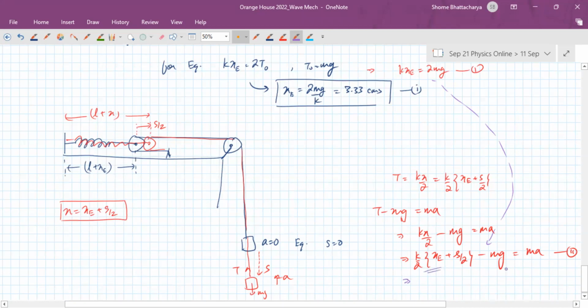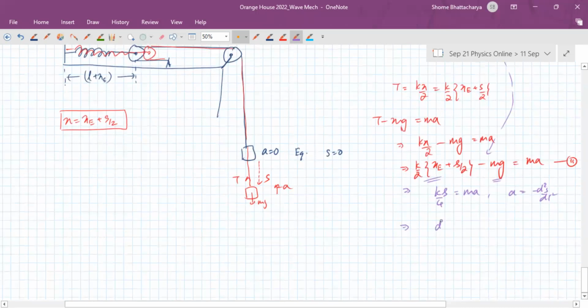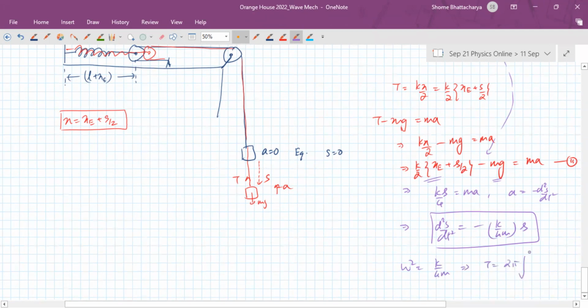So kxc by 2 and mg term cancel out. So we have ks by 4 is equal to ma, and a is minus d2s by dt square. So we can see we've got our SHM equation, like this. So omega square is k by 4m. So time period of the SHM is this. So let's substitute the values now.